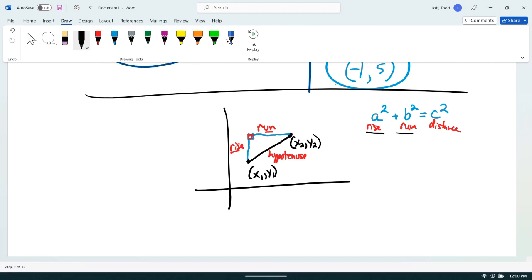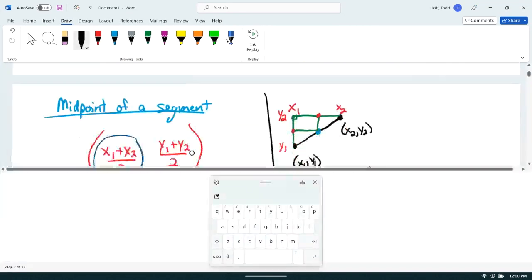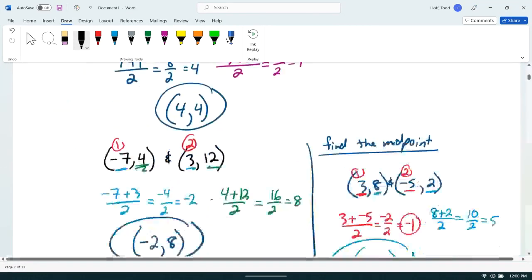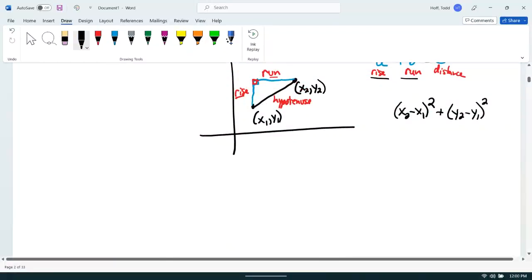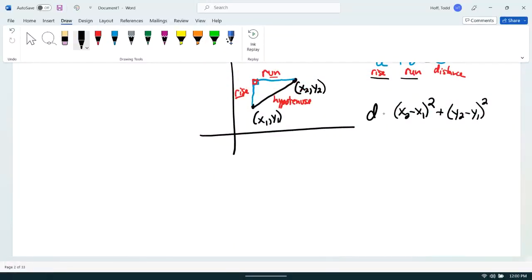Now typically we put the x-coordinates first. So it'll be x2 minus x1 squared, that's the run squared, plus y2 minus y1 squared, that's the rise squared. And then to get the hypotenuse, or that distance, call it d, we put it in front instead of in back. And rather than writing it as d squared, we take the square root of the other side. So the distance is equal to the square root of (x2 minus x1) squared plus (y2 minus y1) squared.